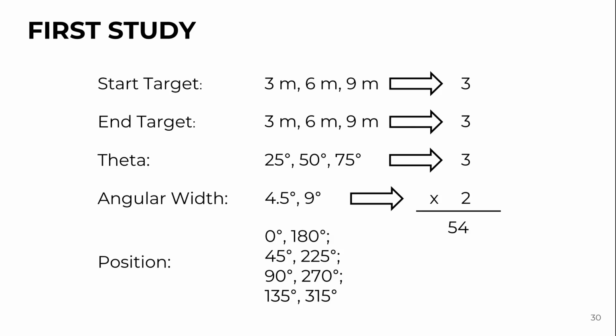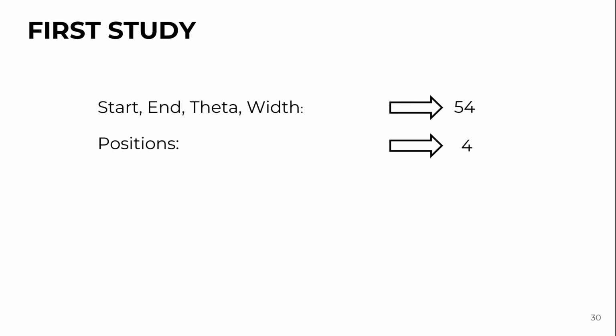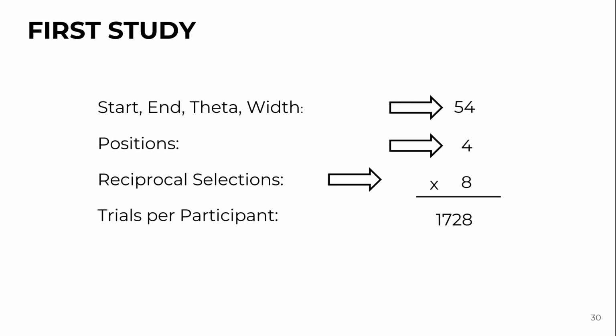For our study, we ran 54 blocks of trials consisting of all possible combinations of start depth, end depth, theta, and angular width in random order. For each block, 4 sets of reciprocal trials were performed, changing the position, and required 8 selections between the 2 targets. This resulted in 1,728 trials per participant.